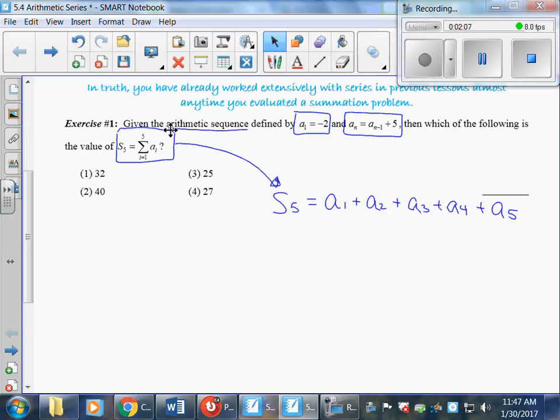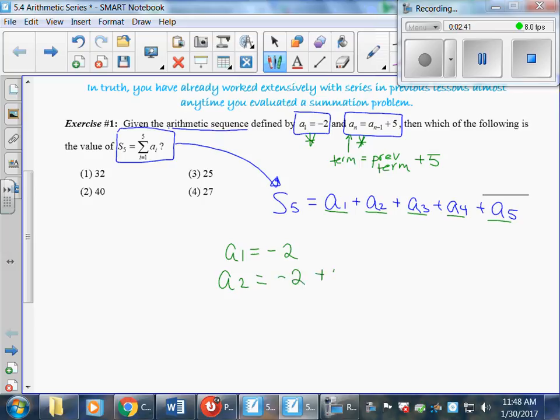But now I need to go up to this piece up here that's given to us, this piece and this piece, to actually determine what these terms are. So we are given that A sub 1 is negative 2. And making sense of this, we know that A sub 2 is equal to, remember what this means, the term I'm looking for, and this is equal to the previous term plus 5. Always making sense of it makes your life so much easier. So A sub 2 is going to be that previous term, negative 2, and then add 5. So this is going to be positive 3.